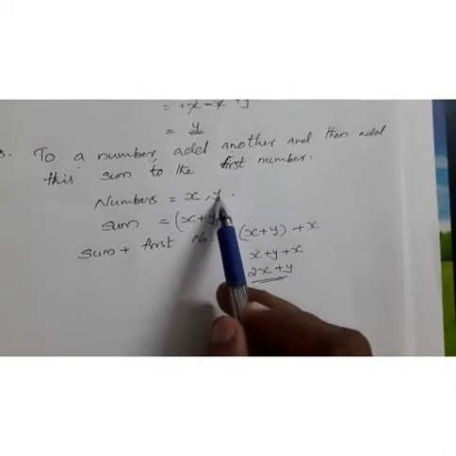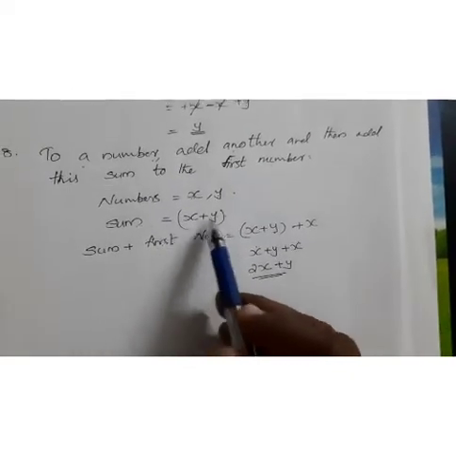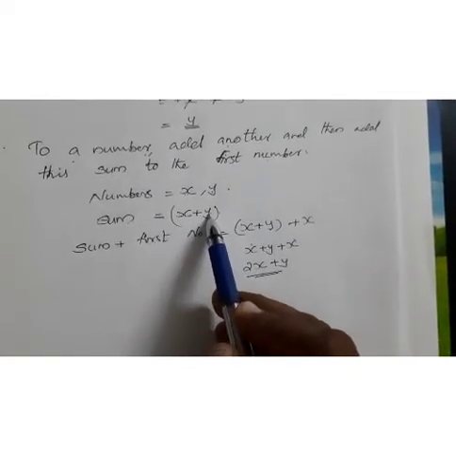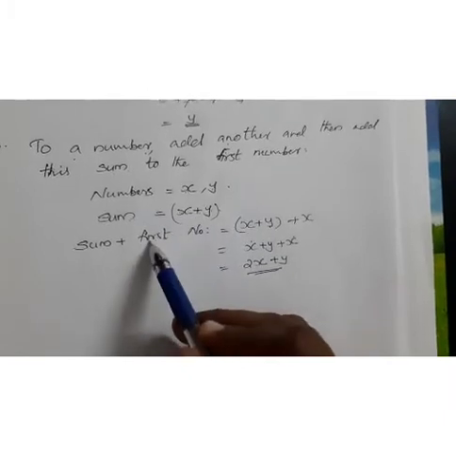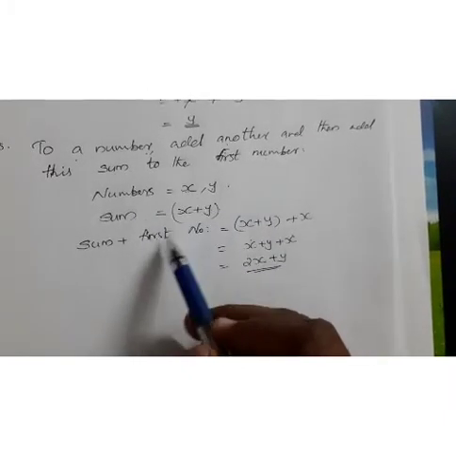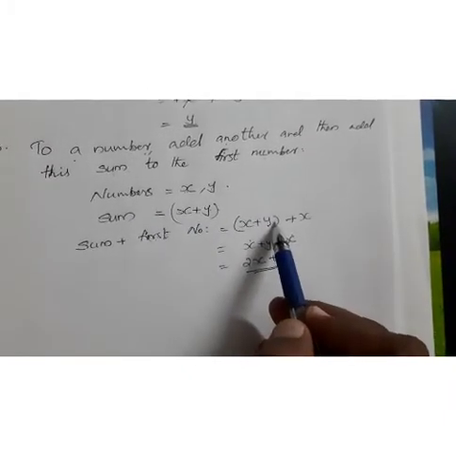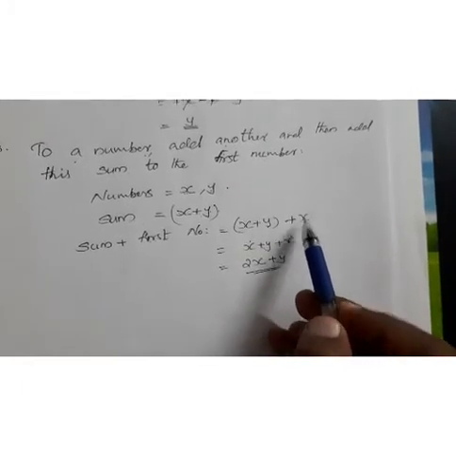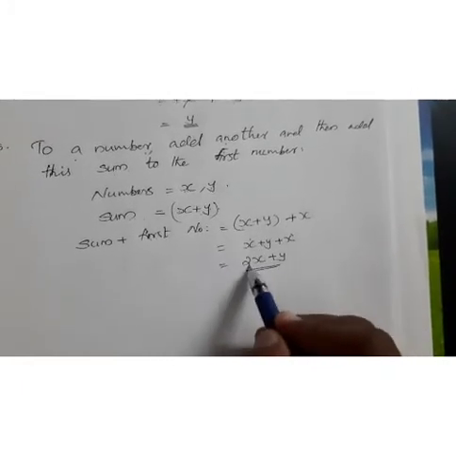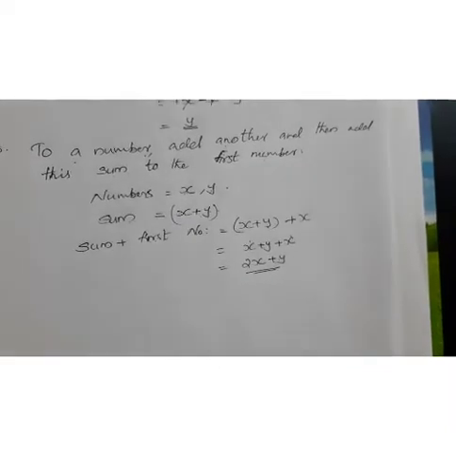So take the two numbers, then take the sum of the numbers. Then what you have to do? To this sum you have to add the first number again. So the sum should be x plus y. Then you have to add x. So you get x plus x, 2x, then y.